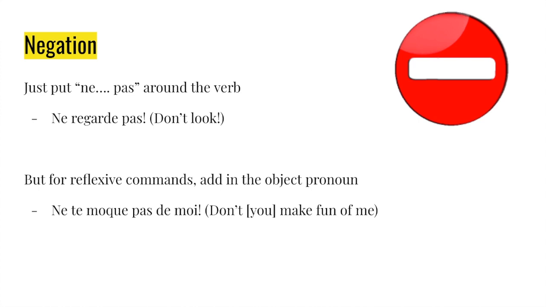When negating the imperative, just put ne pas around the verb. For example, regarde becomes ne regarde pas, don't look. And if you have a reflexive command, add the object pronoun in front. So, ne te moque pas de moi, don't you make fun of me.